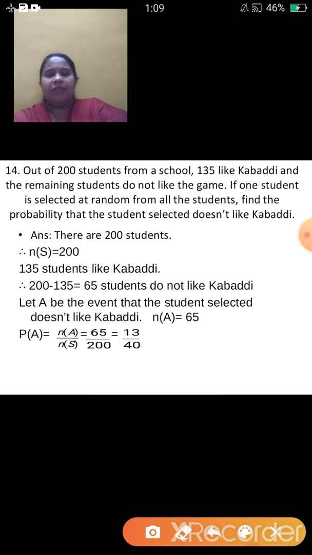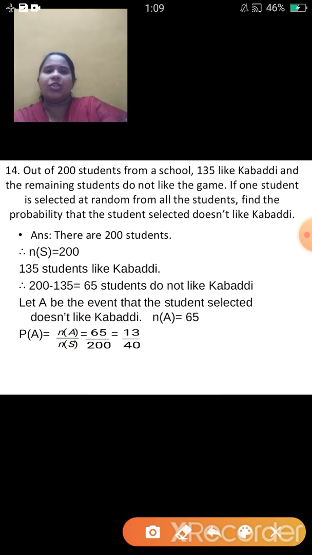Let A be the event that the student selected doesn't like Kabaddi. So n of A will be how many? 65. We need to find the probability also. So P of A will be equal to n of A upon n of S. So that is nothing but 65 upon 200, which can be reduced further to 13 upon 40. Okay, so this is the way you have to find out.